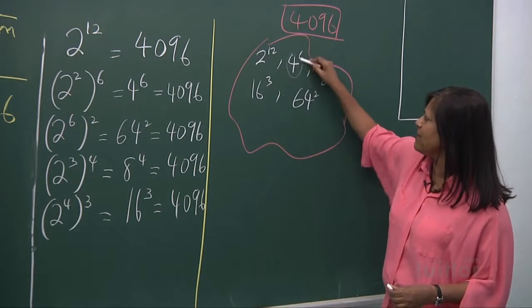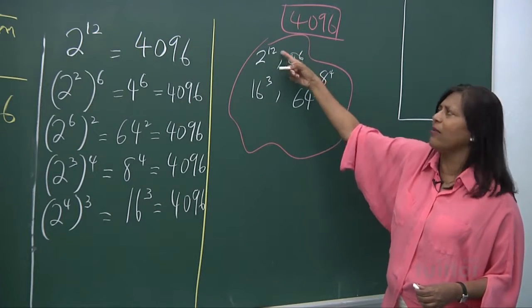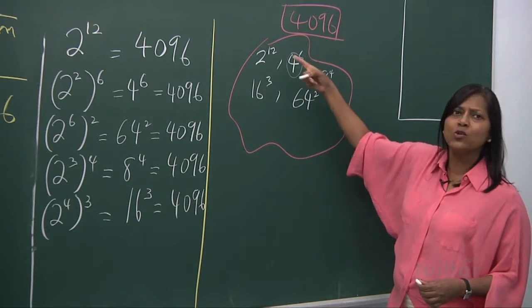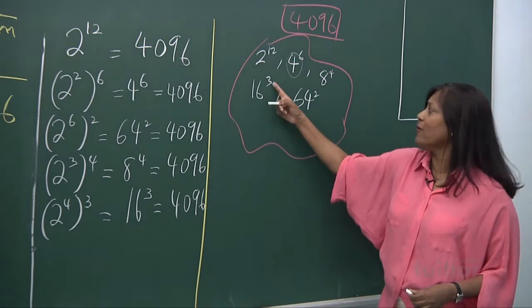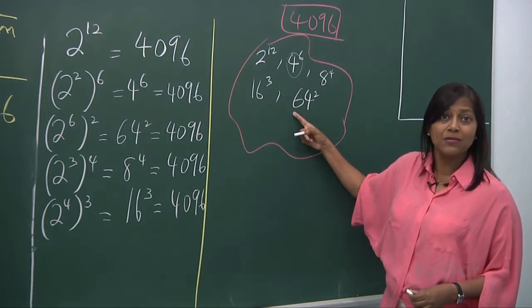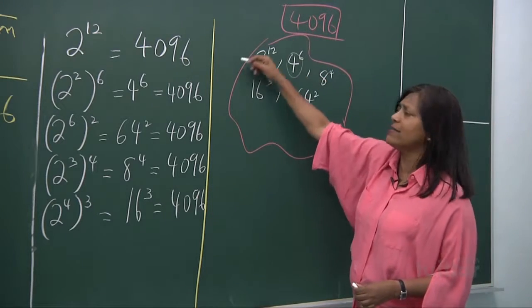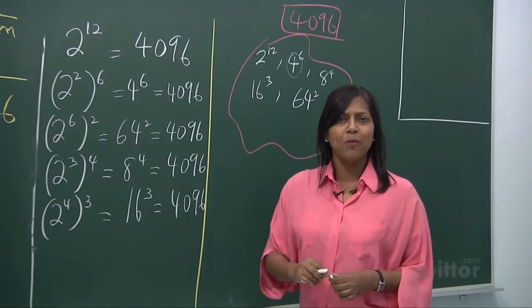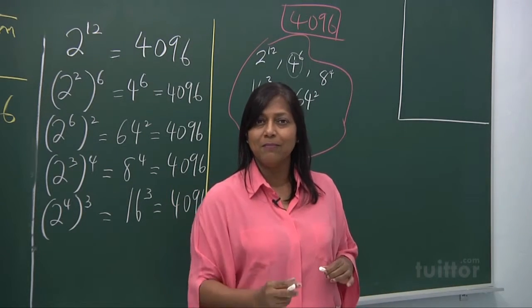Because each of these numbers: 4 is 2 squared, 2 times 6, 12. 8 is 2 cubed, 3 times 4, 12. 16 is 2 to the power of 4, 4 times 3, 12. 64 is 2 to the power of 6, 6 times 2, 12. So 4096 is made of this combination. Can you come up with other numbers of such? Can you pack them up into a little mini hamper?